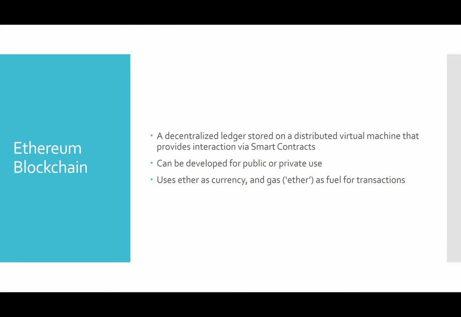So what I want to first get started with is an introduction about the Ethereum blockchain, what it is. The Ethereum blockchain is a decentralized ledger stored on a distributed virtual machine, and you can interact with it using something called smart contracts. The cool thing about the Ethereum blockchain specifically is it could be public or private.